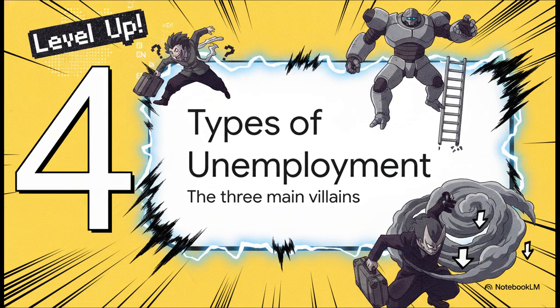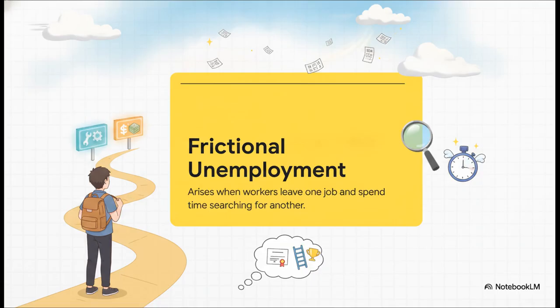Section 4. 3 types of unemployment. Time for the boss rush. Not all unemployment is caused by the same thing, so let's introduce the 3 main villains. Our first villain is frictional unemployment. And honestly, this is the least serious of the three. It's really just the natural, temporary downtime between quests.